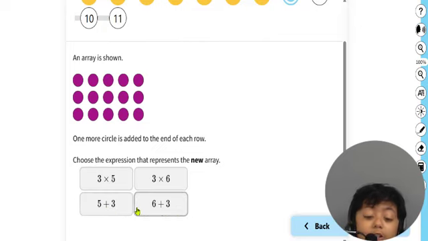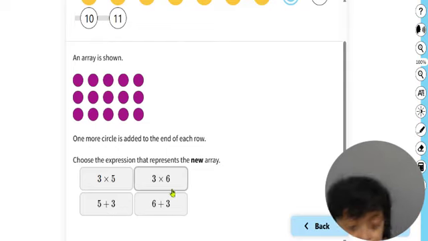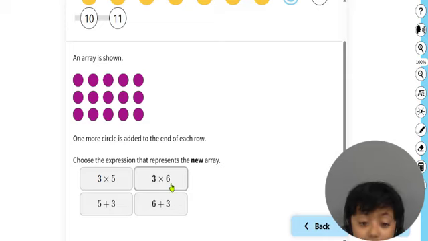The expression for an array always has to be multiplication, so it's not this addition here. Let's look at the array right now: 1, 2, 3 by 1, 2, 3, 4, 5. If we add one more circle to the end of each row, the number is going to change. It's 3 by 5 right now, and if we add one more, it's going to change. So the answer is 3 by 6.